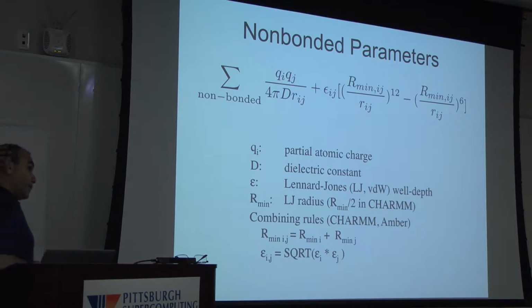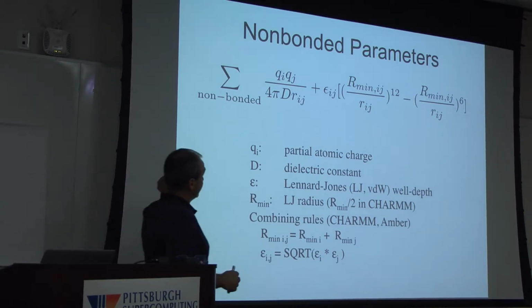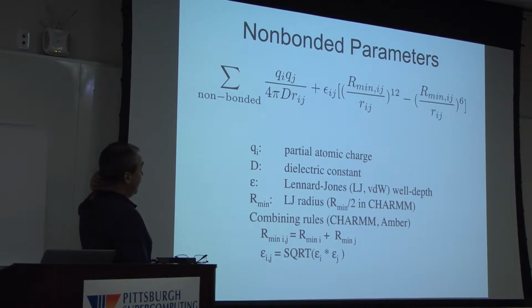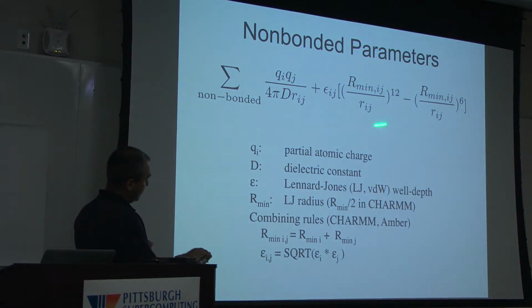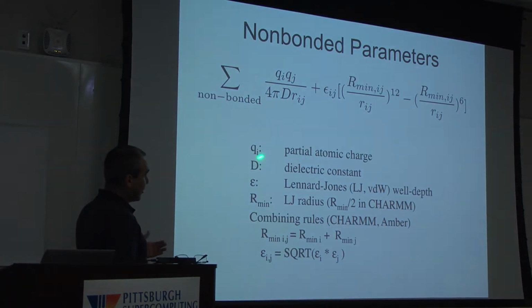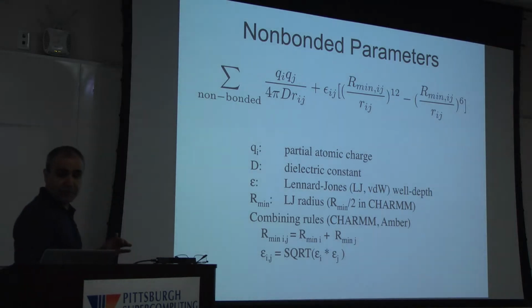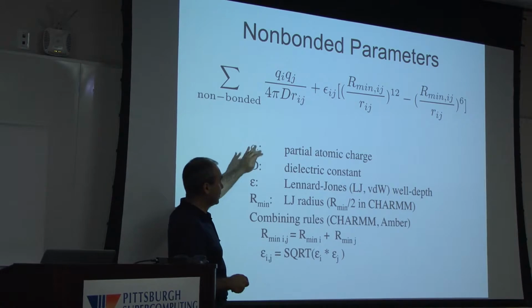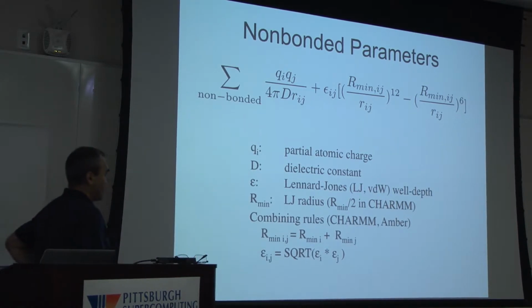OK. So now let's go to non-bonded parameters again. Here we are dealing with the van der Waals or Lennard-Jones type part of the potential, repulsion and attraction, and electrostatic. Q of i is partial atomic charges. We're going to have some detailed discussion about that, because again, that's the most important part of the non-bonded interaction.